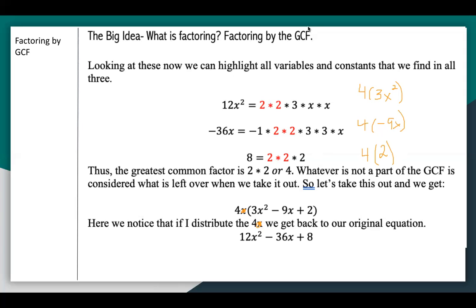And what we can notice here is we can do this because if we were to distribute this 4 back in, well, 4 times 3x squared gets us back to that 12x squared. Then we can distribute this 4 to the negative 9x, and 4 times negative 9x is negative 36x. And 4 times 2 brings us back to that 8. And so we're taking 4 out of each of the terms, and now we've brought it back to its simplest form. And we have factored. Okay, so we really just took 4 out of each term.